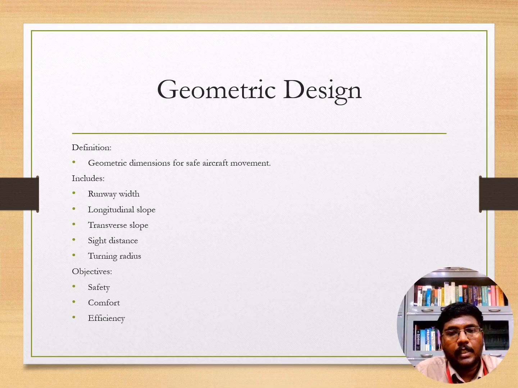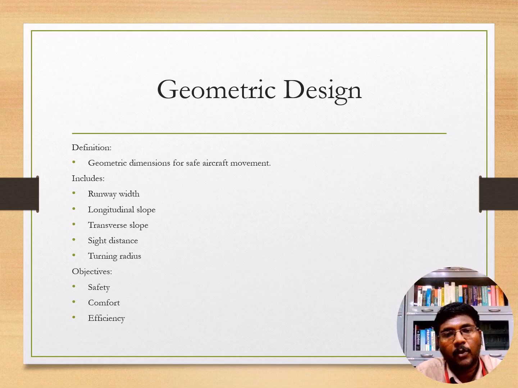Next we see about the geometrical design of runway. Before that, we see about what is meant by runway. Runway is an open rectangular area in which landing and takeoff of various types of aircraft should take place. Geometrical design means the geometrical dimensions for safe aircraft movement in normal as well as poor weather conditions. It includes runway width, longitudinal slope, transverse slope, side distance as well as turning radius.